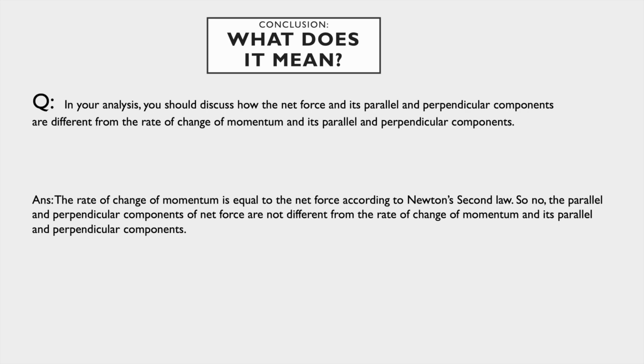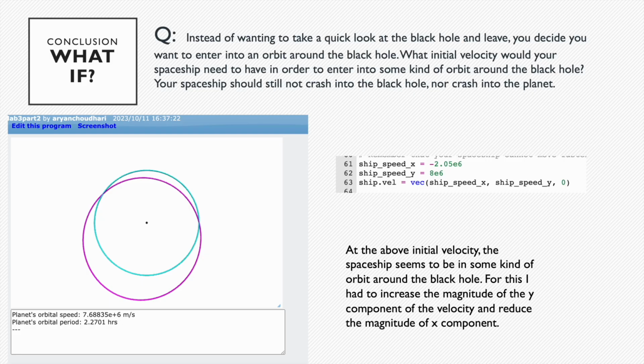So the conclusion question, what does it mean? Since the rate of change of momentum is equal to the net force according to Newton's second law, the parallel and perpendicular components of the net force are not different from the rate of change of momentum and its parallel and perpendicular components. They're the same thing.